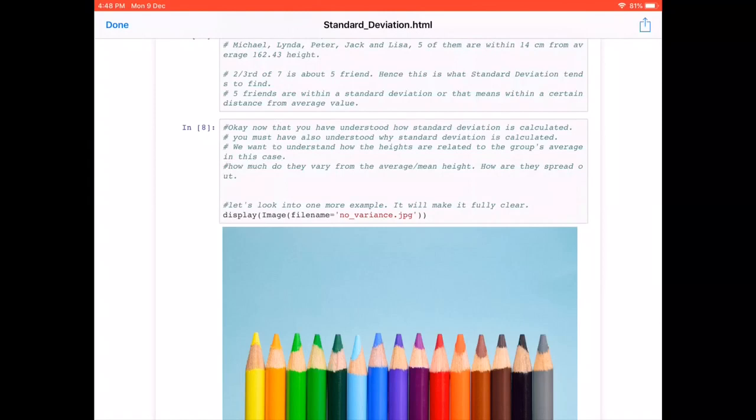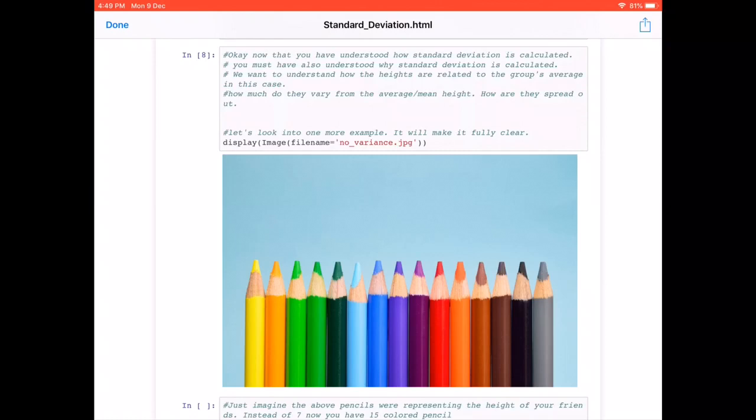So that means 5 friends out of 17 are within 14 centimeters from the average. And this information is very crucial for me when I do data analysis. And in our subsequent videos, of course, we'll explain how to utilize this information to do further analysis. But let's look at a few more examples so that we can consolidate our understanding of standard deviation.